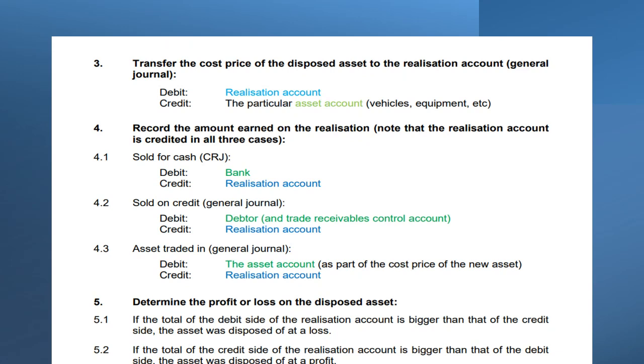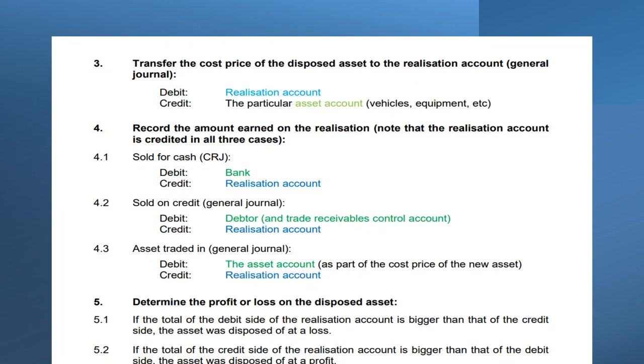If you traded in that asset, remember that trading in, we made a particular example of vehicles, that you have an old vehicle that you took back to the garage, and because you wanted to buy the new one, they say you traded in. You gave that one away to them, then you took the new one. That is trading in. So what are we going to debit? Remember that you gave away the old one, but you got a new one. So they are saying debit the asset account as part of the cost price of the new asset. And then what are you going to credit? You credit the realization account.